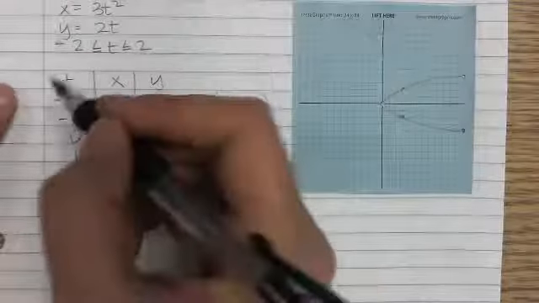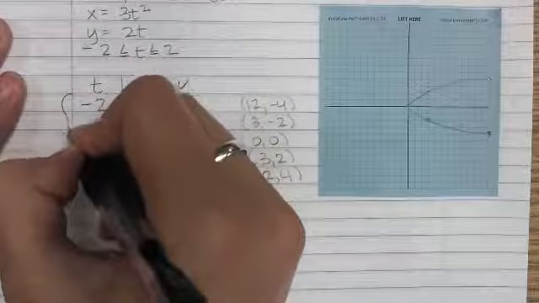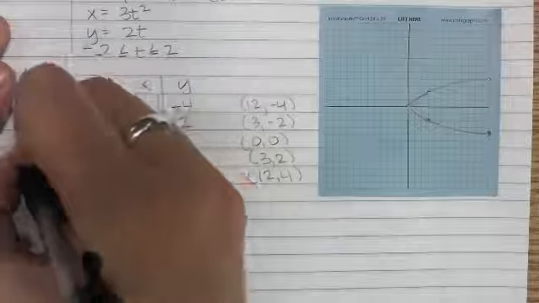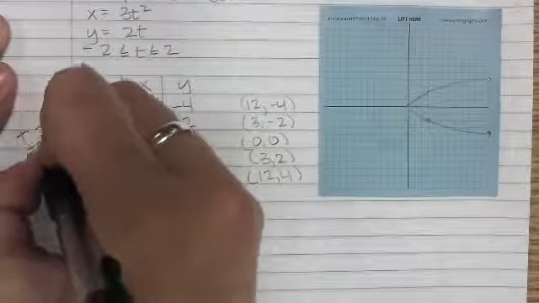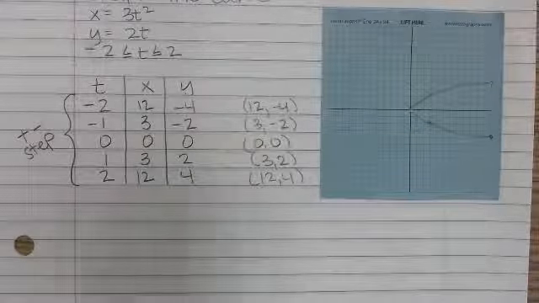Now, this part over here, how far apart your t values are, is called the t-step. So here our t-step was 1 because our t values were 1 apart. So just keep that in the back of your brain. We're going to talk about that more in a minute as we continue looking at these.